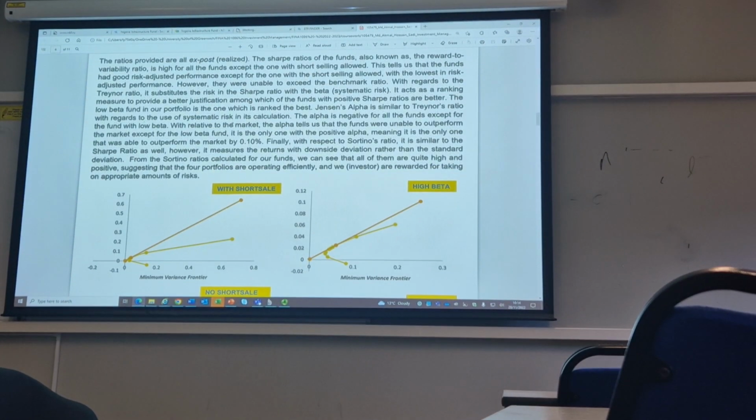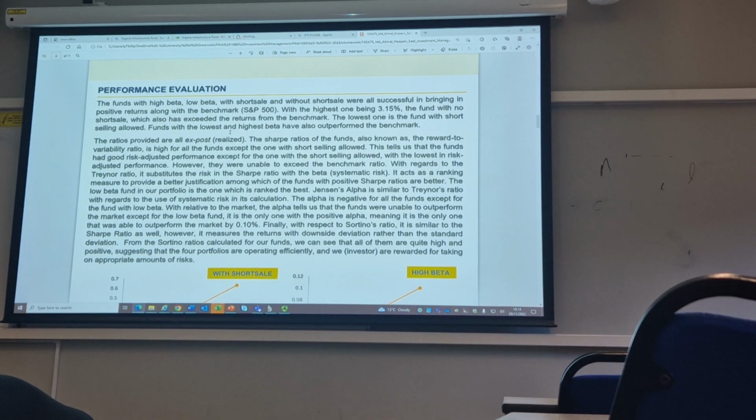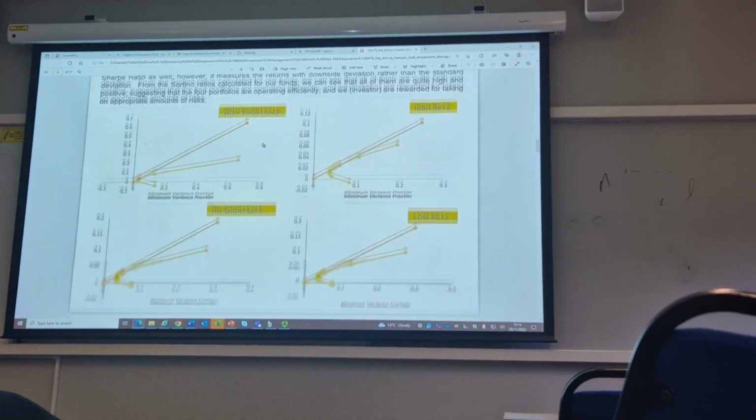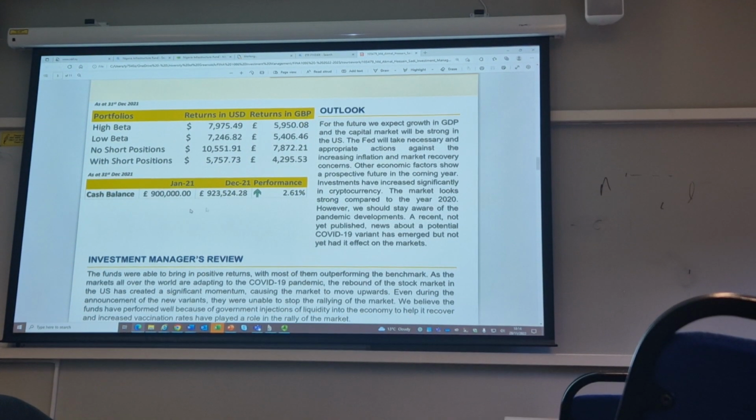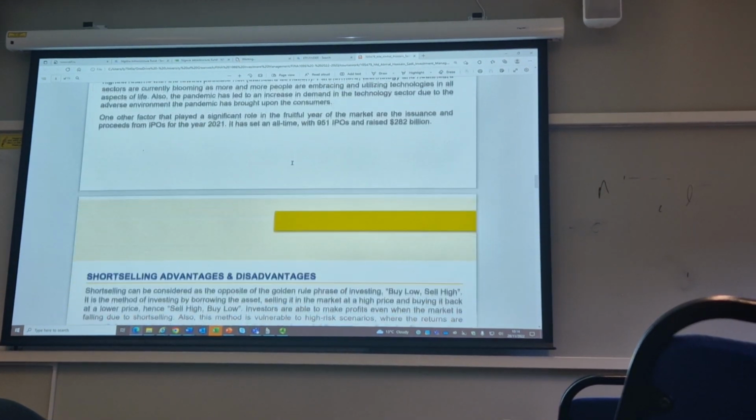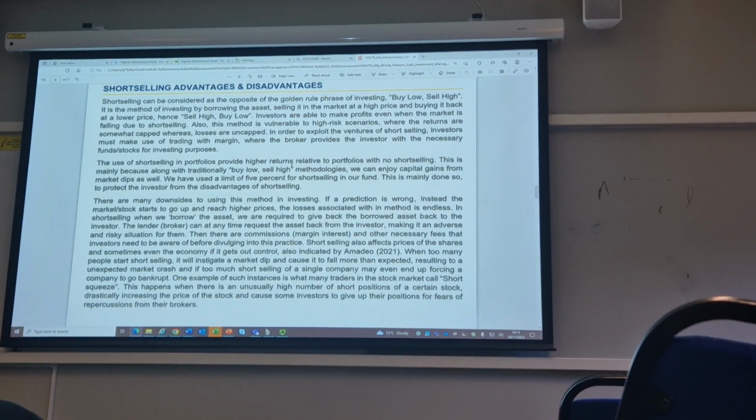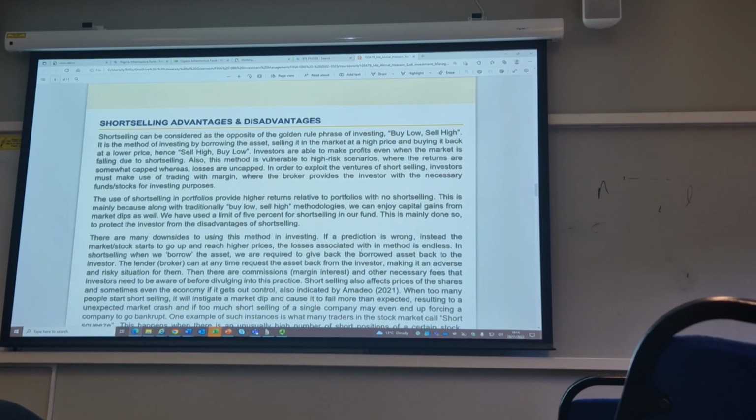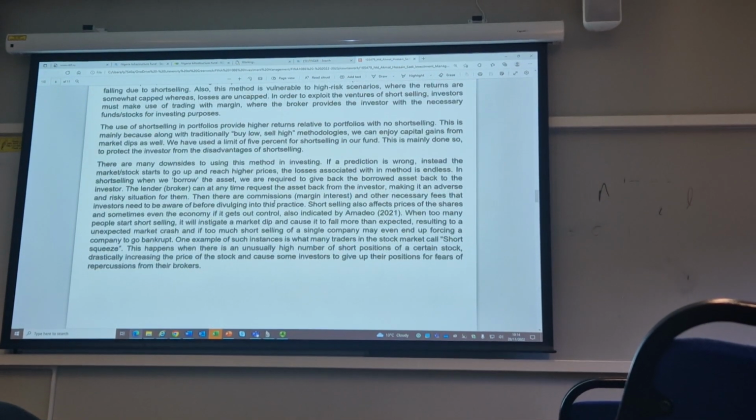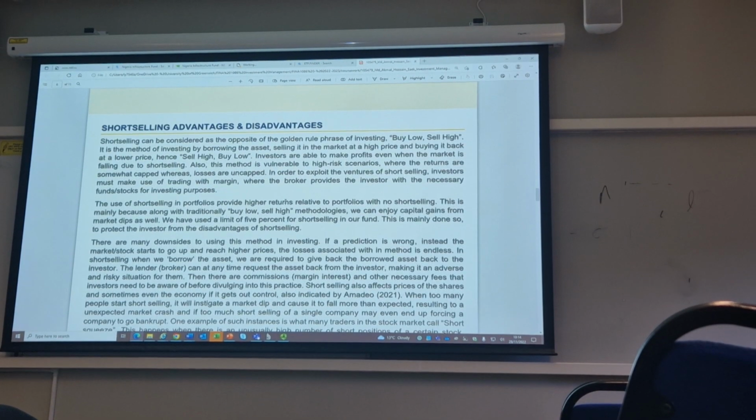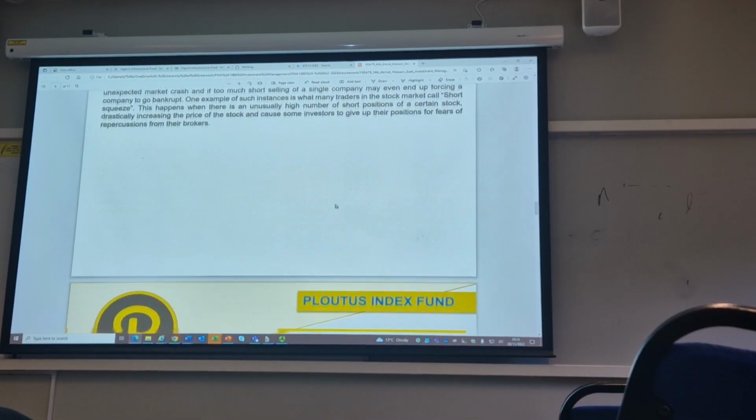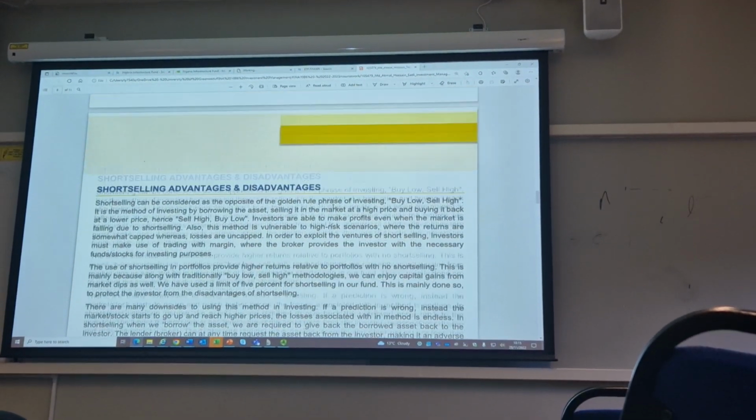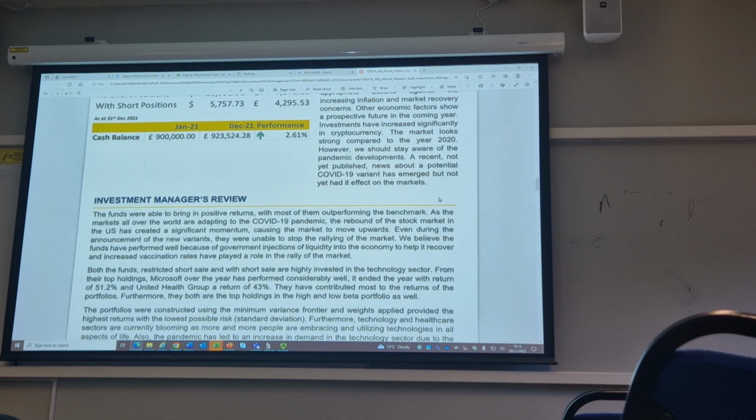So four funds here, with no short sale and short sale amounts. Then we need to analyze the performance of these four funds. They gave some reasons there. And then the outlook, and the investment manager's review. And then short selling advantages and disadvantages. So he gave a separate section to discuss particularly that. So this is about the first fund, and the next is the investment manager fund. We can talk about that in more detail. Is that clear?